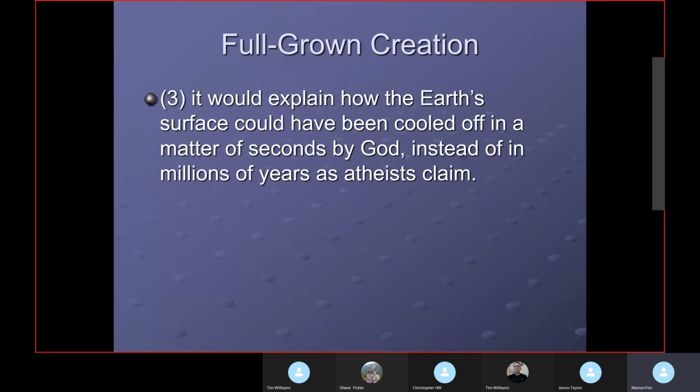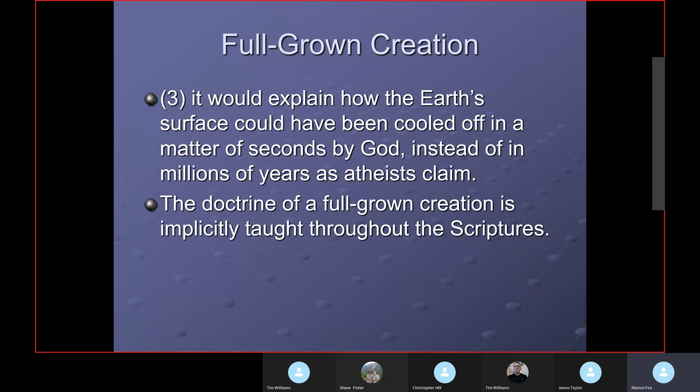It would explain how the Earth's surface could have been cooled off in a matter of seconds by God instead of the millions of years as atheists claim. They claim it was molten and had to cool off and took millions of years for this to occur. Of course, they're using uniformitarian geology again. They come back to it over and over. And they've given it up, but then they use it in their argumentation.